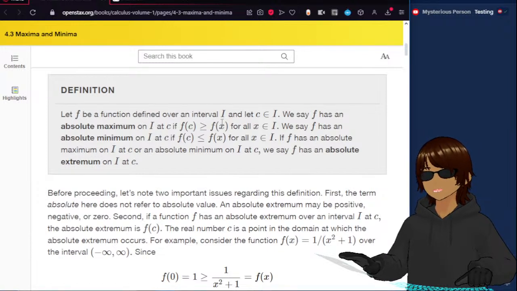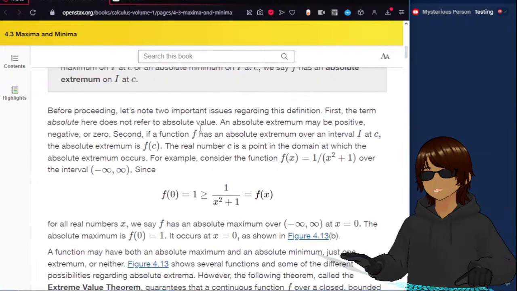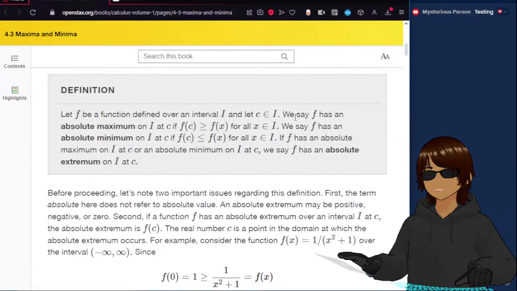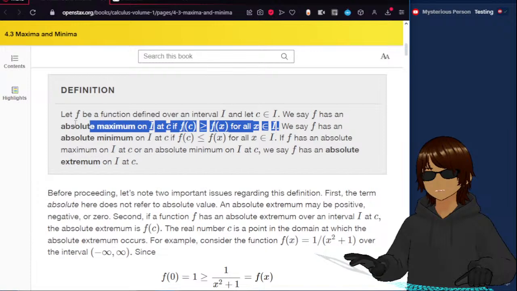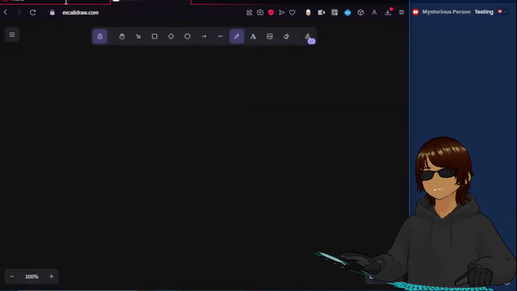Okay. So let f be a function defined over an interval I, and let c be in I. We say f has an absolute maximum on I at c if f of c is greater than or equal to f of x for all x in I. Okay, the wording is pretty strange.